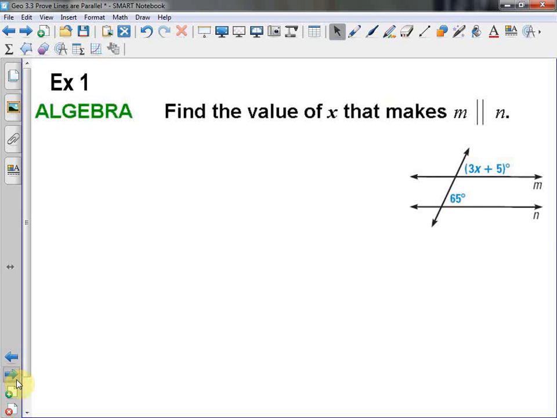All right, so here we have a transversal cutting through two lines. Those two lines look like they could be parallel. Do we know that they're parallel? No, not yet. It says, what value of x would make it parallel? Well, let's think. What do these two angles both have to be? 65, right? They have to be the same. So I know that 65 has to be equal to 3x plus 5, because those two have to be equal to be parallel.